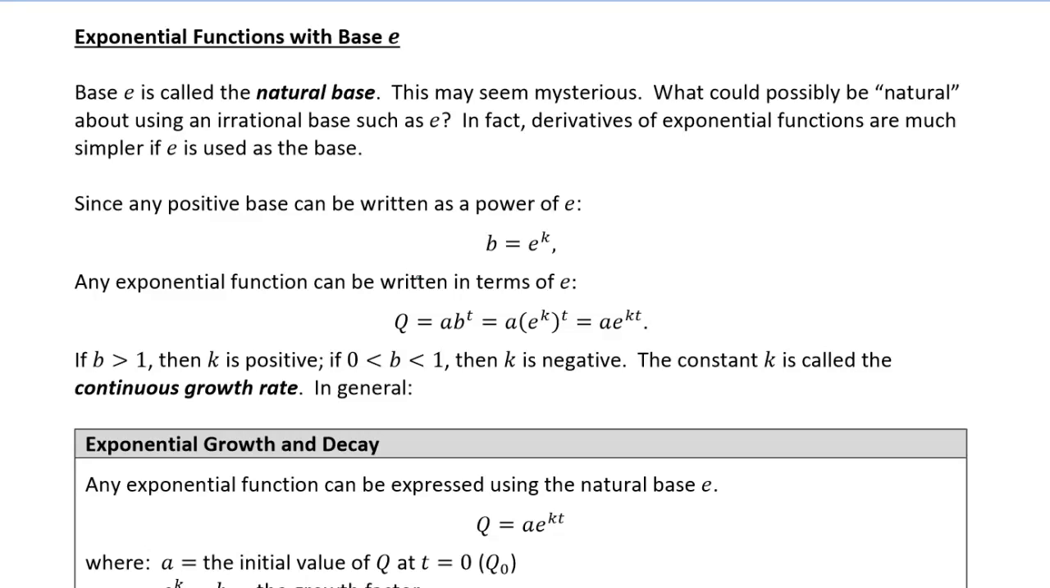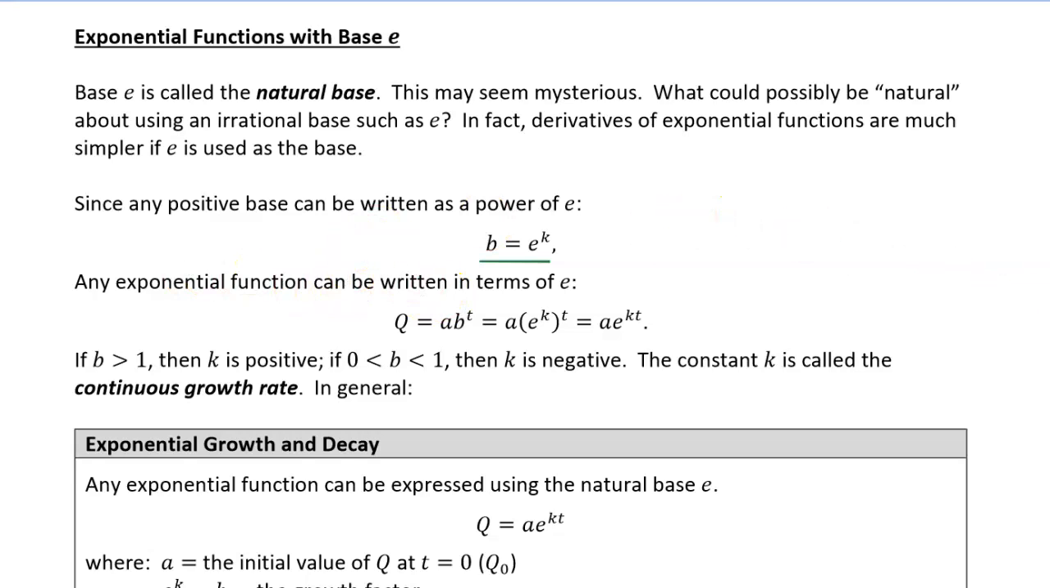All right, and we can actually convert any exponential function to the natural base if we can rewrite b as e to the k. Now, to find the k value requires logarithms, so we'll do more of that in 109. But for now, it's good to know that we can also go the other way. If we have an exponential function written in terms of e, we can rewrite e to the k. That is b, right? That's our growth factor.